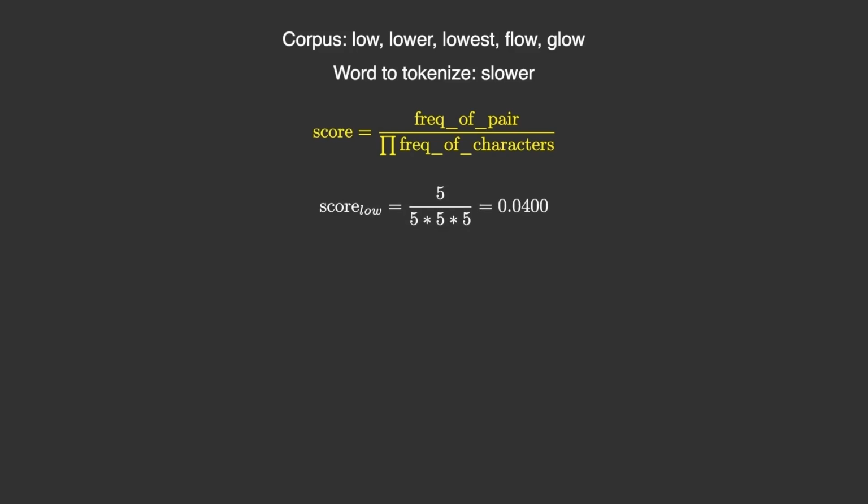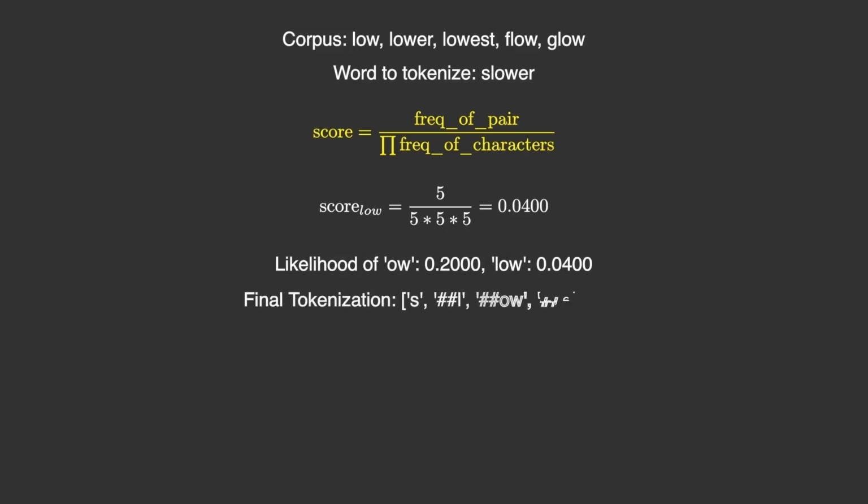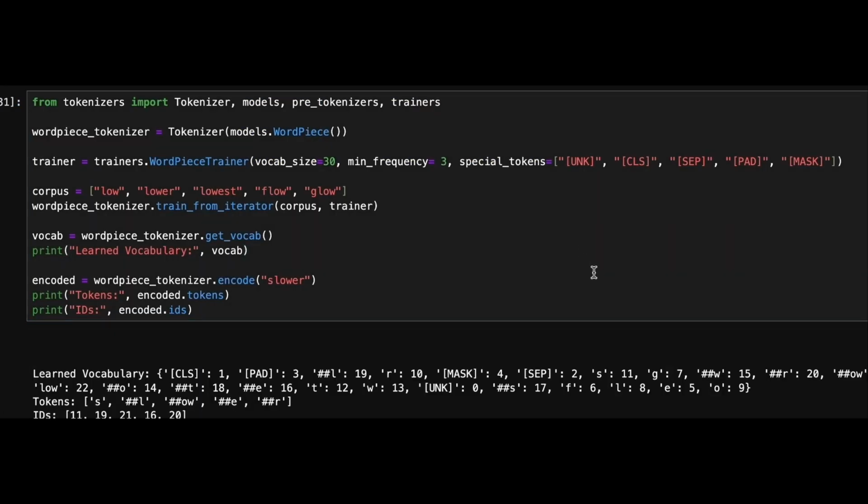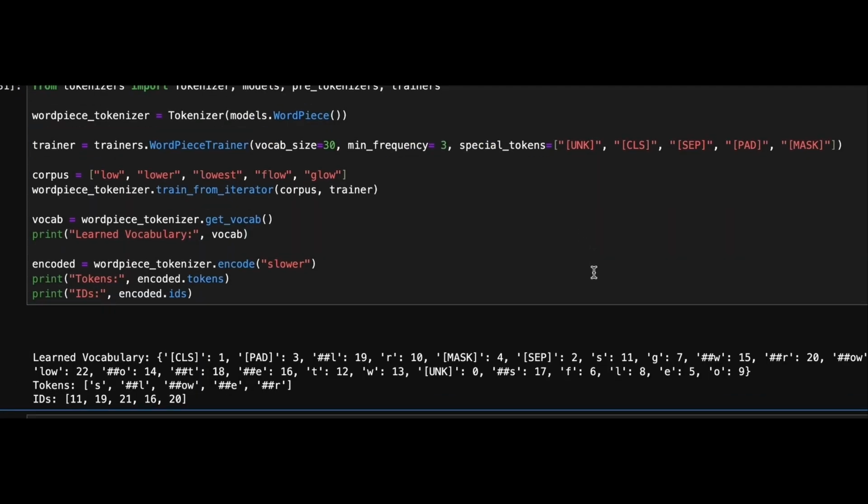Let's consider the same corpus we used for byte pair and calculate the score. The score for the subword, say OW, here is 0.2. And the score for the subword low is 0.04. Although low is more frequent, OW has a higher likelihood of being a subword or a suffix based on the training data. In the learned vocabulary, you may notice hashtag symbols indicating suffixes. The final tokens for the example word slower are as follows.